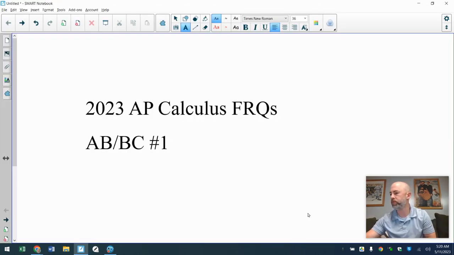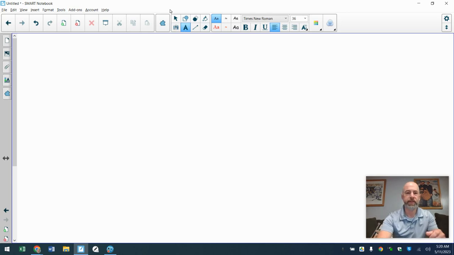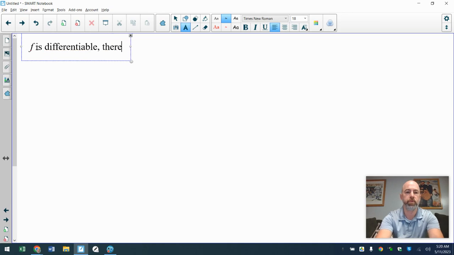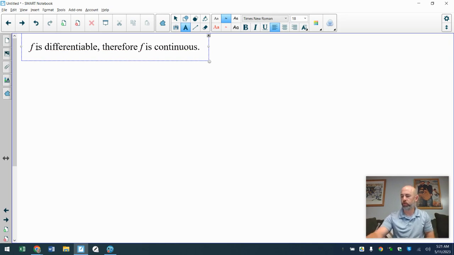So let's look at number one here. Let me scroll down. Okay, so we have a table. Customers at a gas station are pumping gas into a tank. The flow of gasoline is modeled by the differentiable function f. Therefore, f is continuous. I'm going to go ahead and write that right now. To speed things up, I'm going to type some of these little statements. So I'm going to say f is differentiable, therefore f is continuous. You need that little qualifier in case they ask a theorems question or something like that.